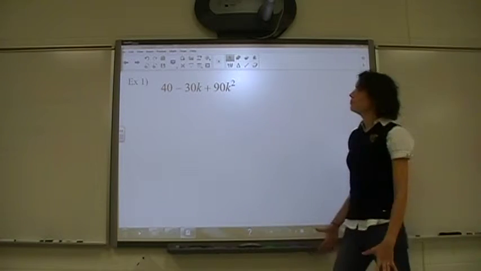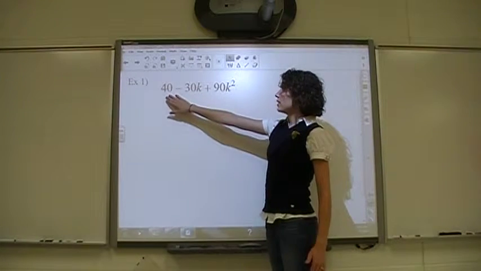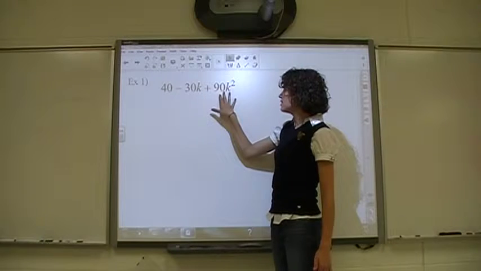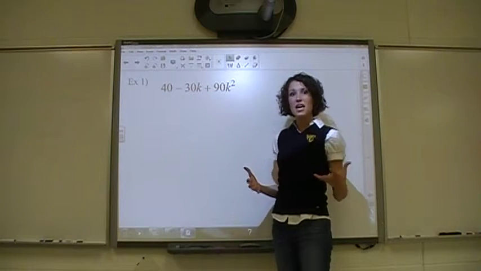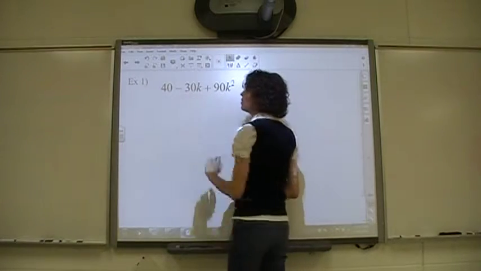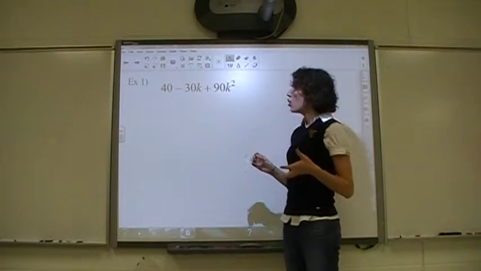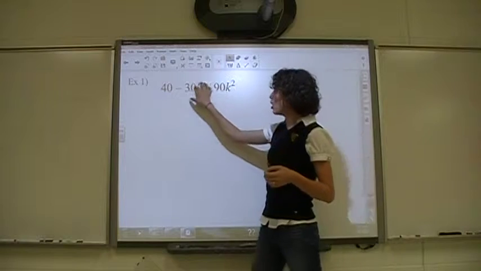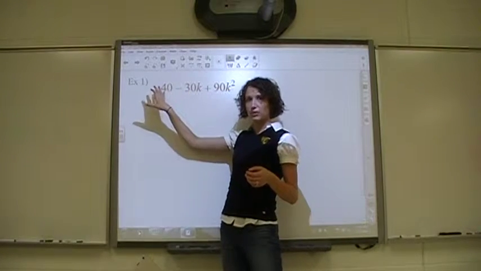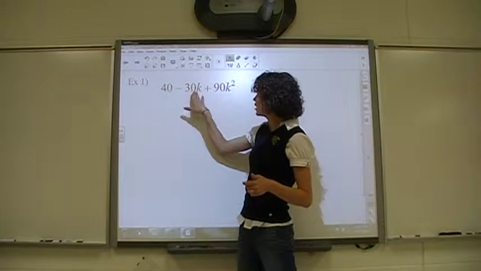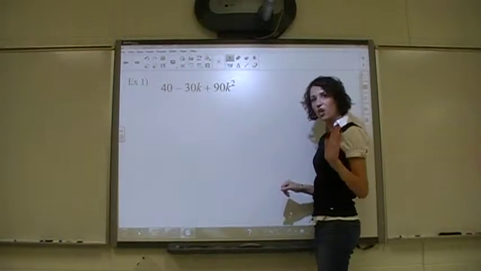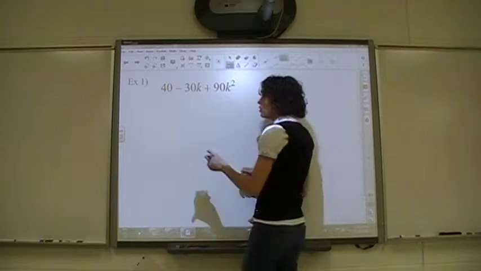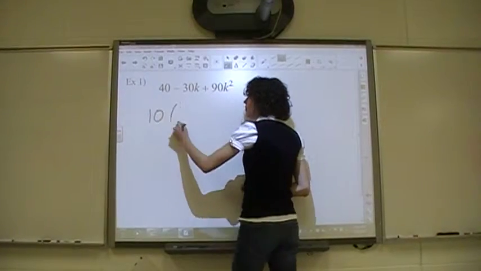This section is on factoring out the greatest common factor. Our first example, you want to look at these numbers: 40, negative 30k plus 90k squared. What you want to do when you're factoring out the greatest common factor is look at all of these numbers and figure out what number within all of these is a factor. Look at 40, 30, and 90. You recognize that you can take a 10 out of all of those numbers. So you factor out a 10.